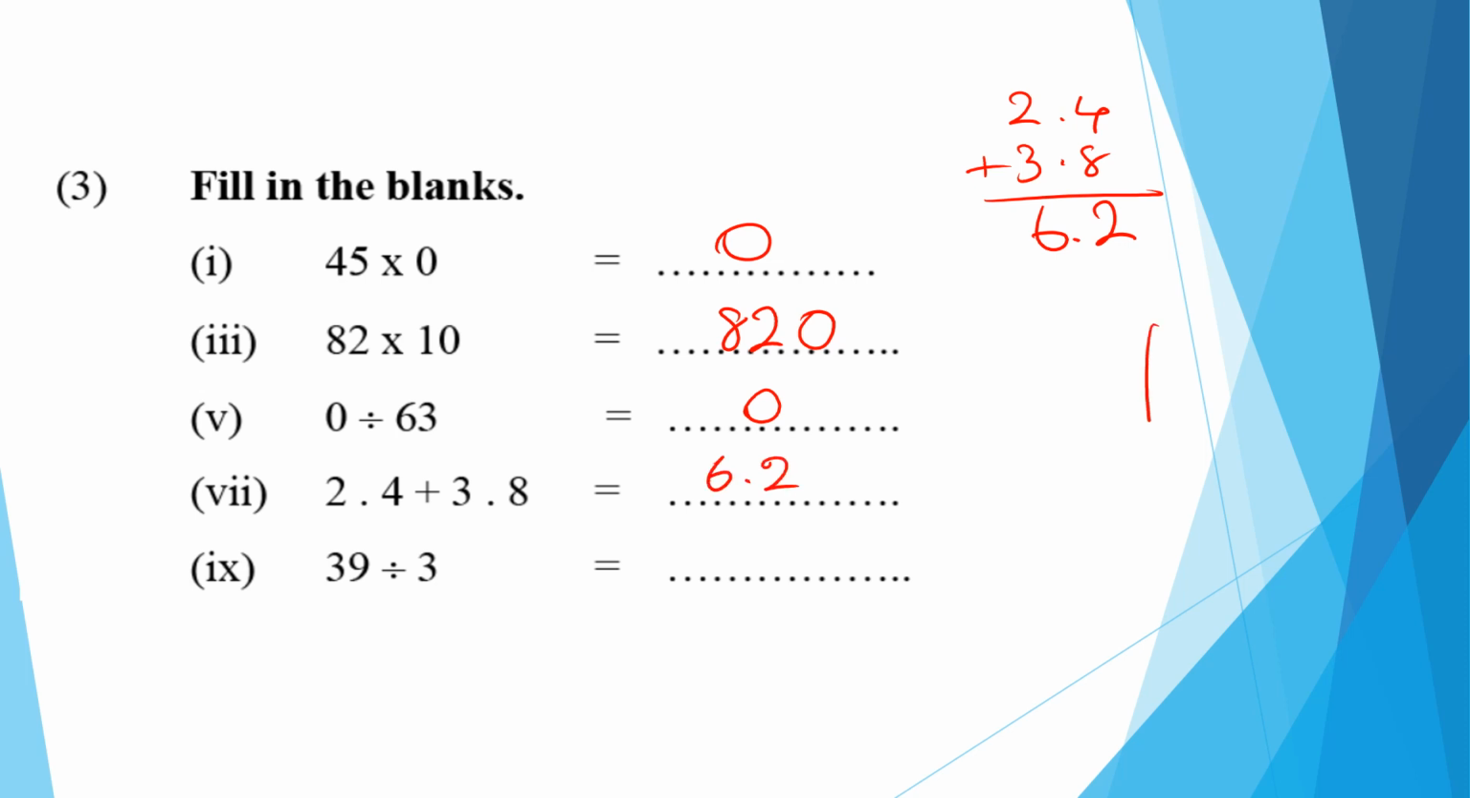39 divided by 3, we will do this long division. 1 into 3 is 3, and you get 0 here, and you get 9 here. For 9 there are 3 3's. 3 into 3 is 9, then is 0, so the answer is 13. So this is how you get the answers for these things.